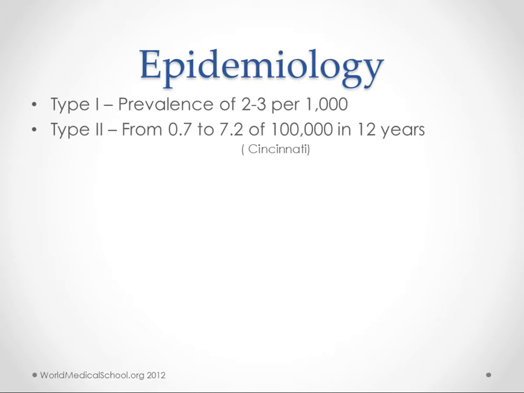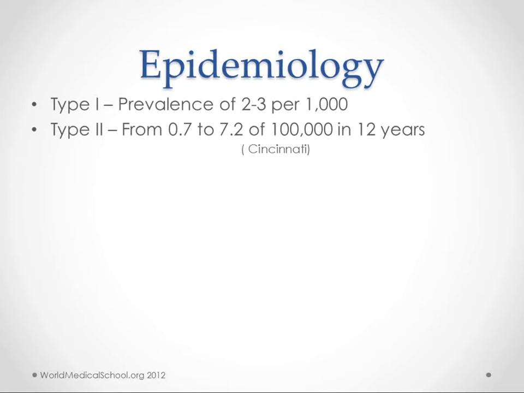1 today. So type 1 diabetes is the most common diabetes in children, and it happens to about 2 to 3 out of 1,000 kids. I think these numbers are from the ages 3 to 15 or something like that.